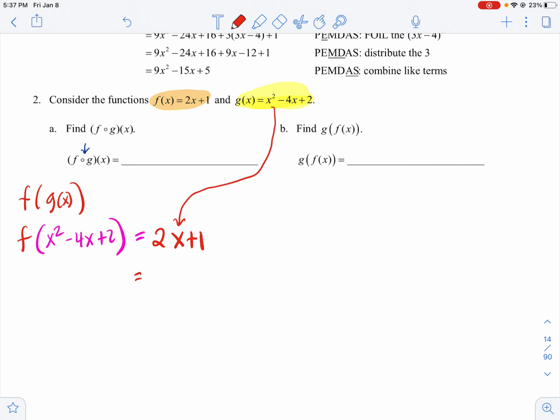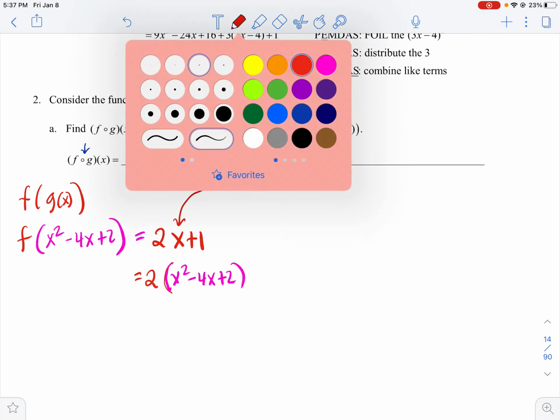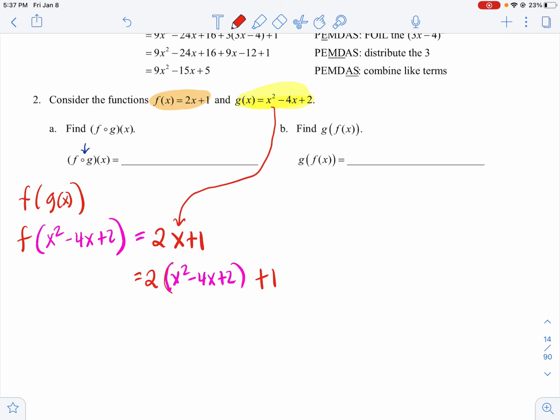So I will be changing 2 times, in pink, I'm trying to change the color, x squared minus 4x plus 2, and then back to plus 1. Okay, let's analyze that. Do you guys understand what that means? We're putting the function g inside the function f. Okay, and from there, we will just solve it.